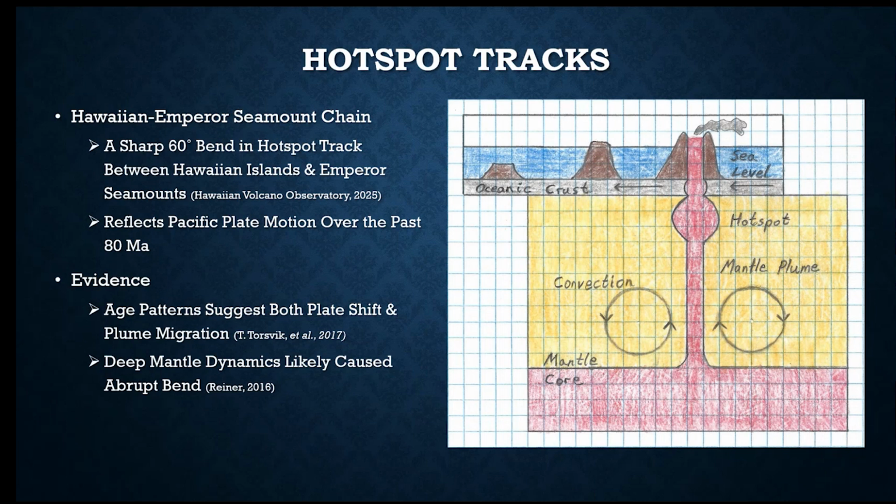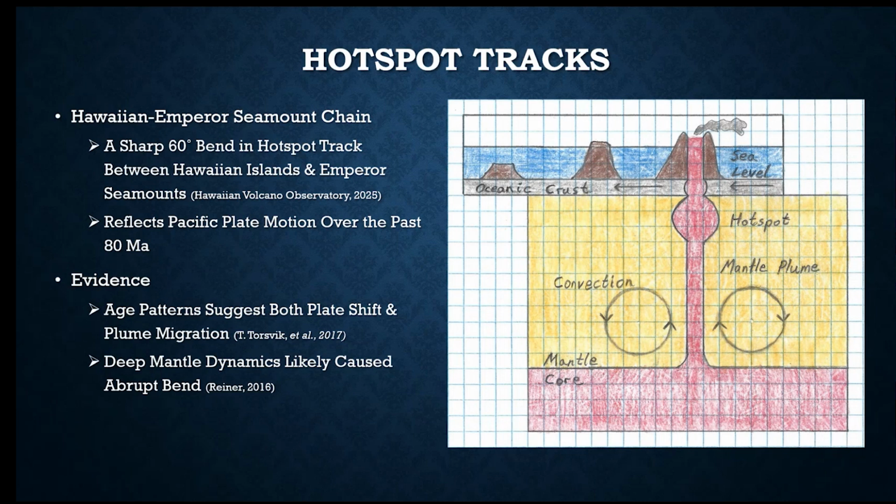However, models do not align the plate motion with the age distribution of volcanoes. Doing so would require a southward moving plume. This implies that both plate motion and hotspot plume migration were involved in shaping the chain's length, geometry, and volcanic age progression. If plate movement alone caused the bend, the chain would be about 800 kilometers shorter. The abruptness indicates deeper mantle forces at work.